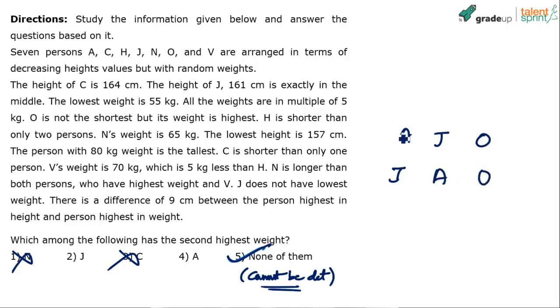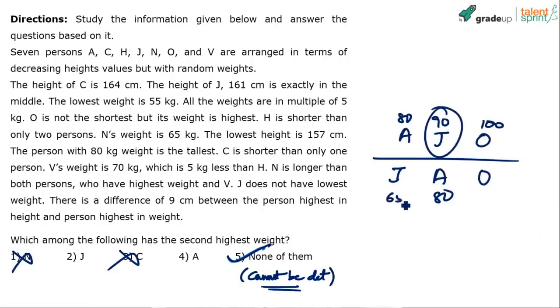Remember, we know that A is 80 kgs, which is fine. J can be, let's say, 90, O can be 100, possible. In that case, J becomes second highest. Or we can say J has got 65 and A has got 80 and O has got anything greater than or equal to 85. In that case, A becomes second highest in terms of weight. So second highest in terms of weight cannot be determined. It should be A or J. Option 5.